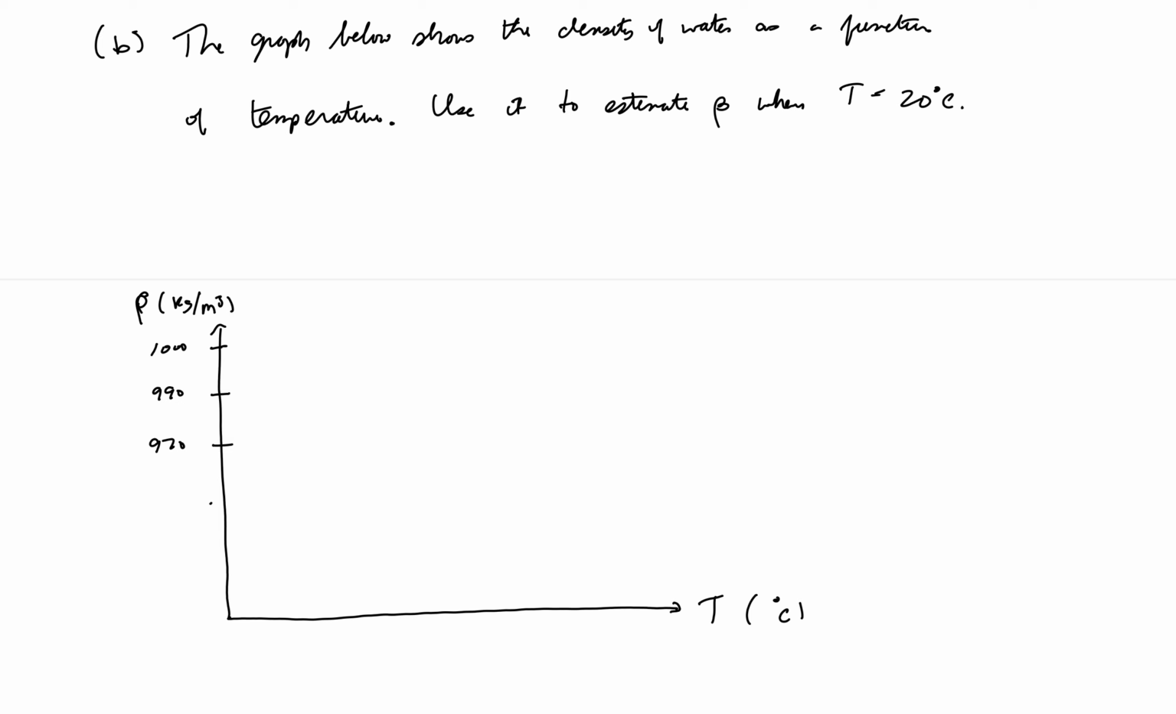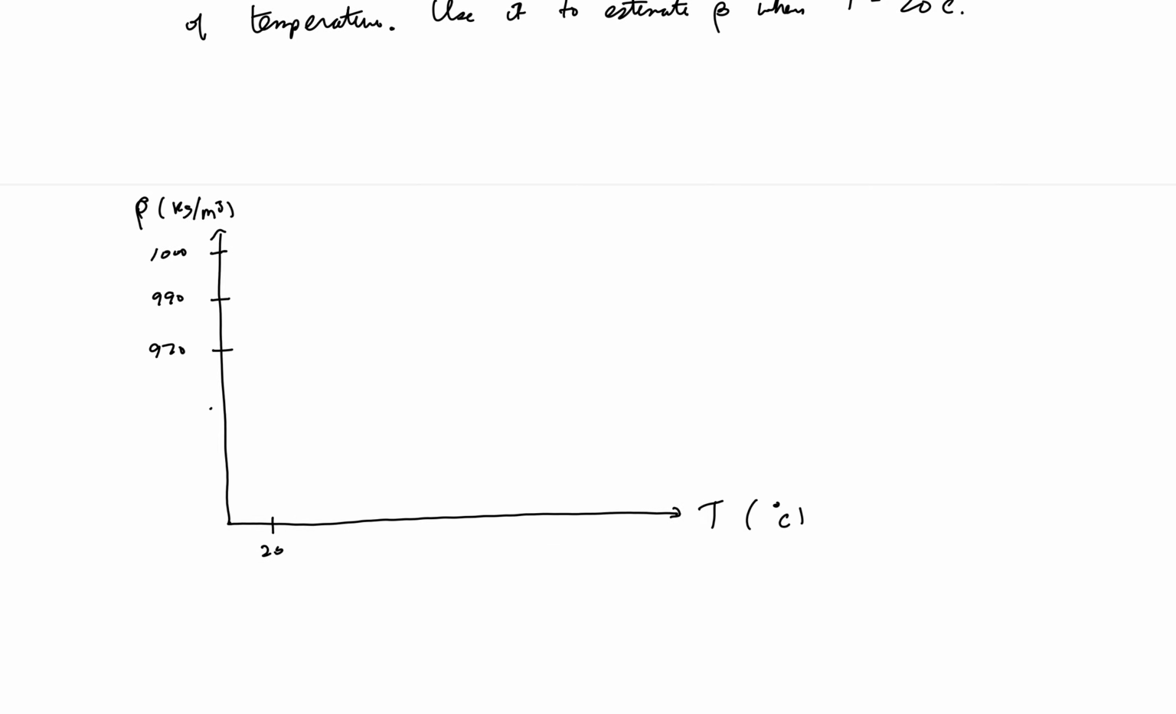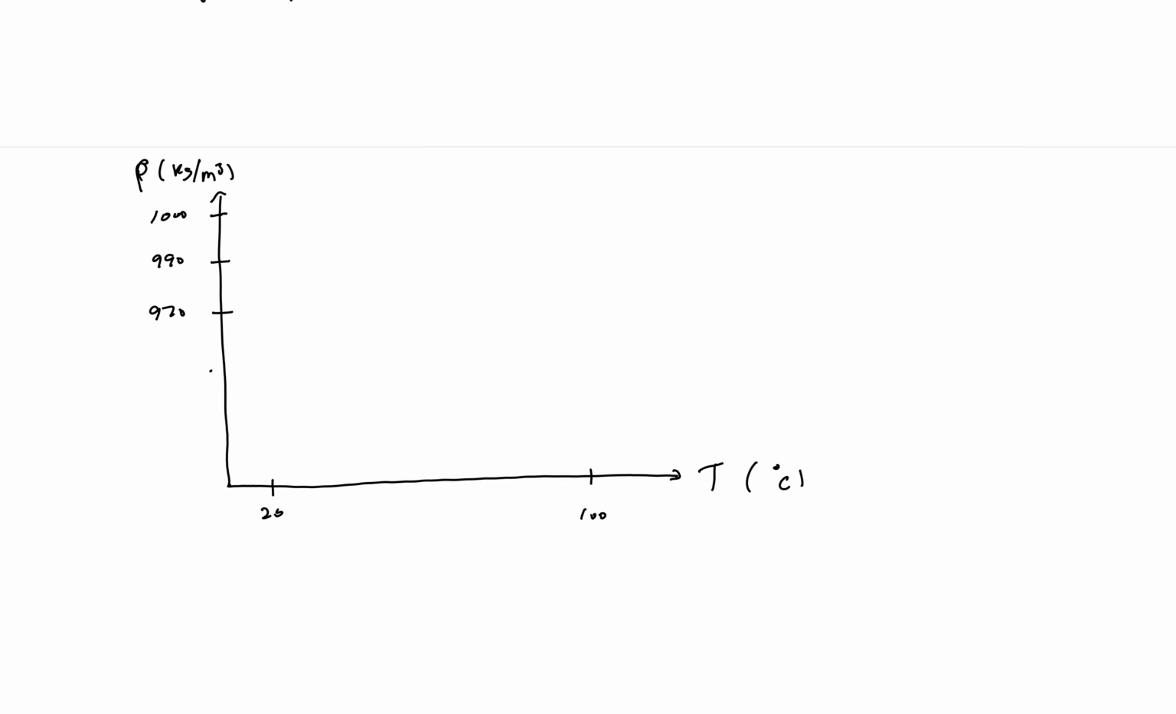So let's say 20, 100 is out here. Let's draw a graph here. So we're going to say this goes out like this and curves way over here like this.